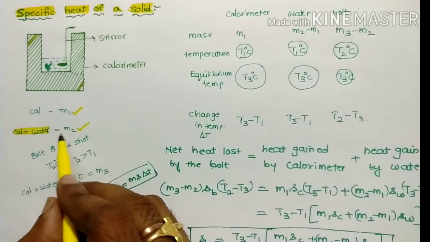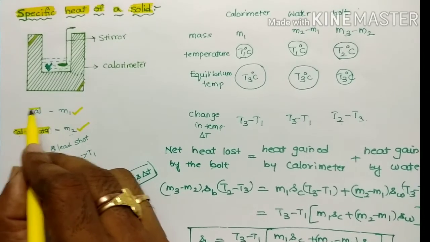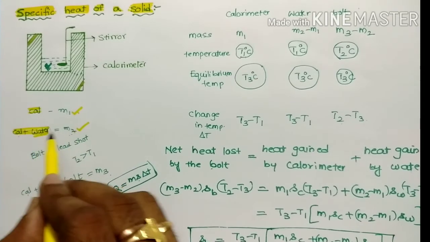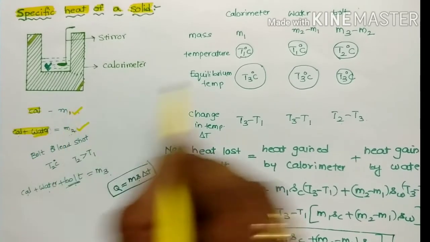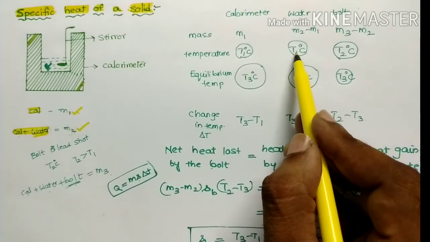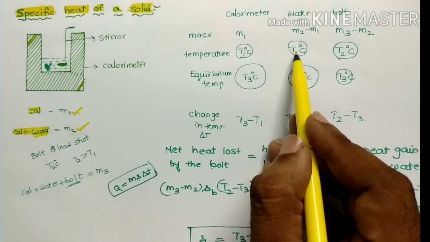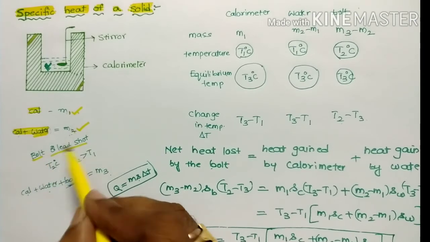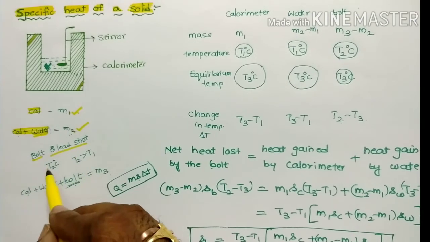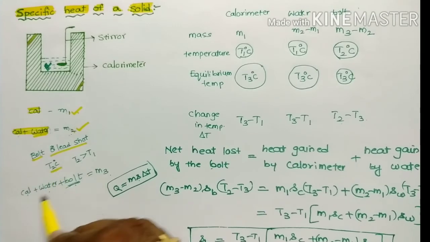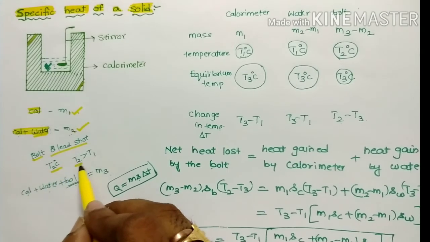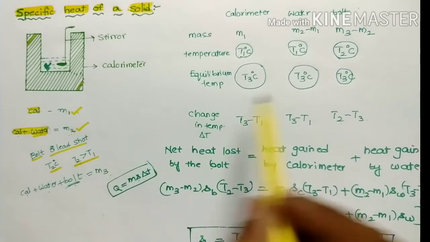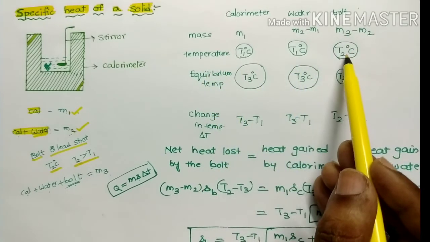How can we find the mass of the water? The mass of the calorimeter only is M1, and when filled with water it is M2, so the mass of the water is M2 minus M1. This is also at room temperature, so the initial temperature of water is T1 degrees centigrade. Then take the bolt or lead shot at a temperature of T2 degrees centigrade, and take care that T2 is greater than T1 for our convenience.